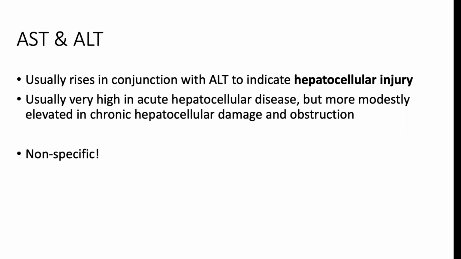So starting off talking about AST and ALT. AST normally rises in conjunction with ALT to indicate hepatocellular injury. So that's injury of the liver cells. It's usually very high in acute hepatocellular disease, but more modestly elevated in chronic hepatocellular damage and obstruction.